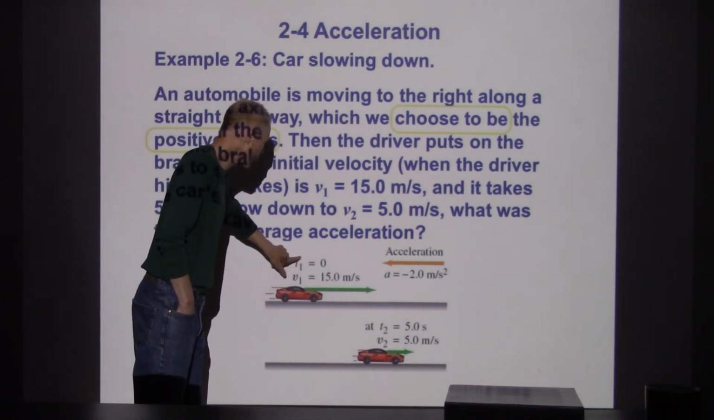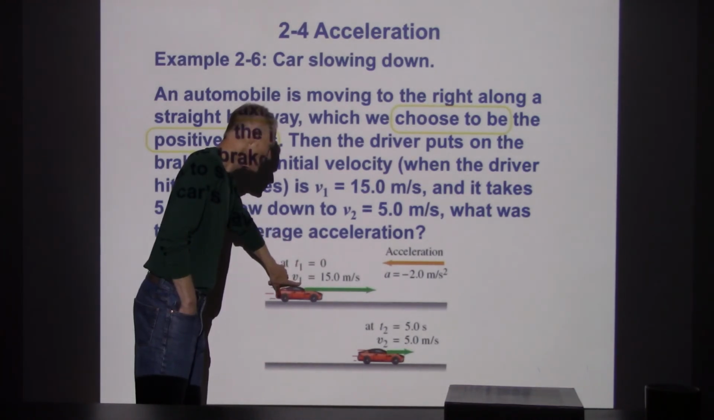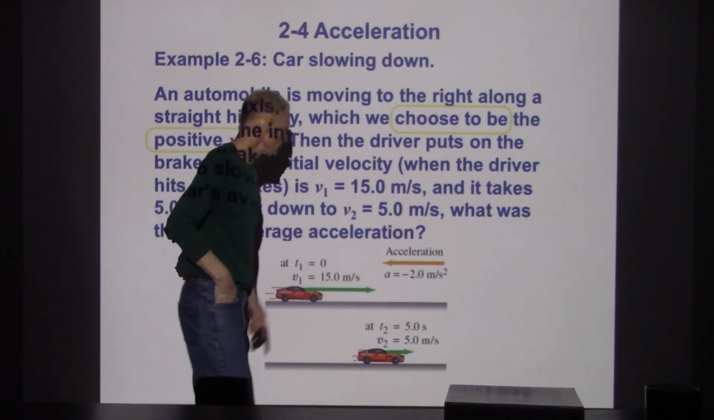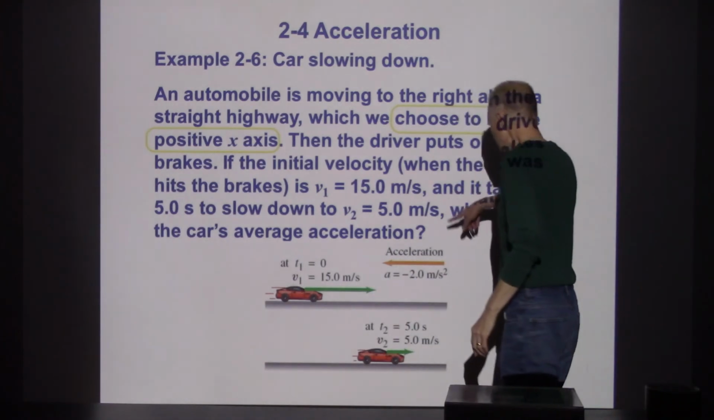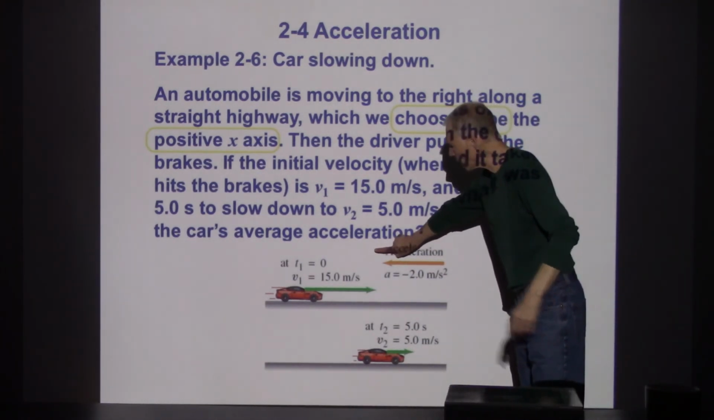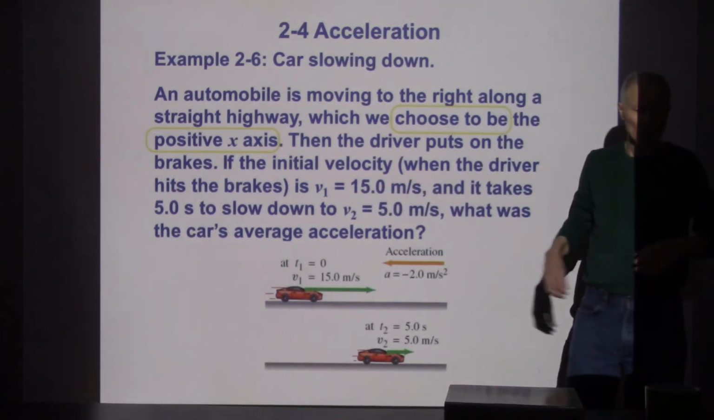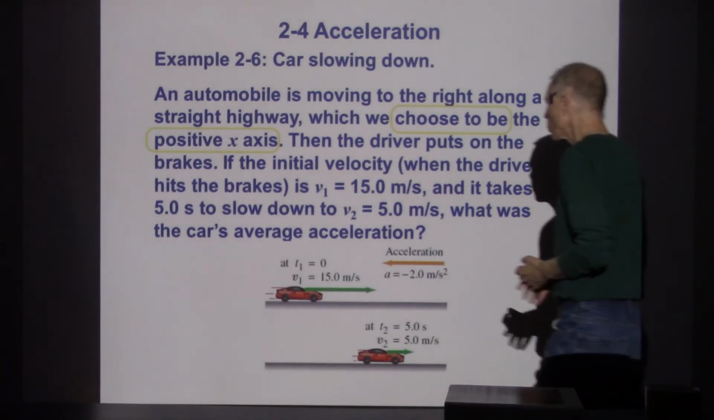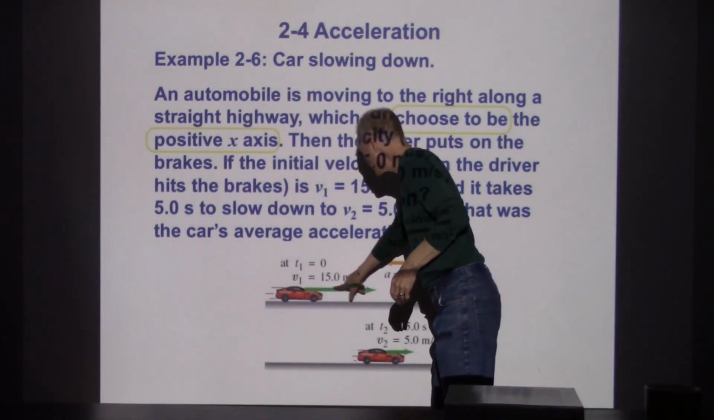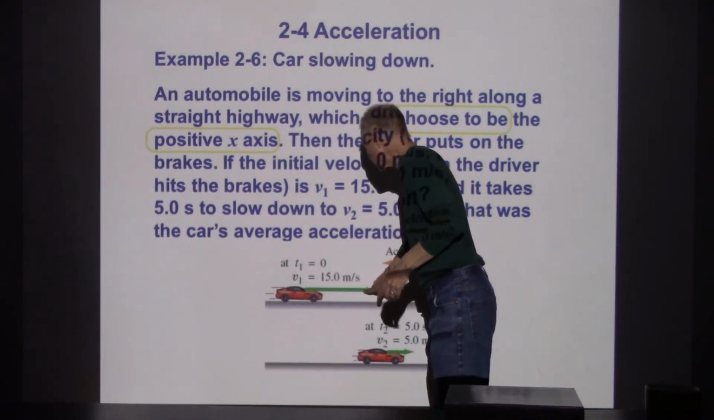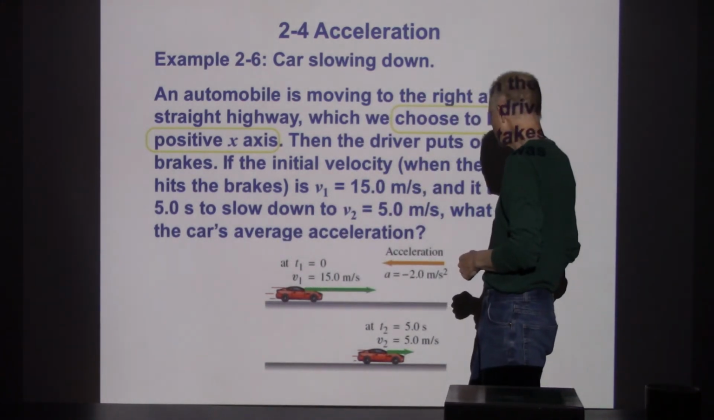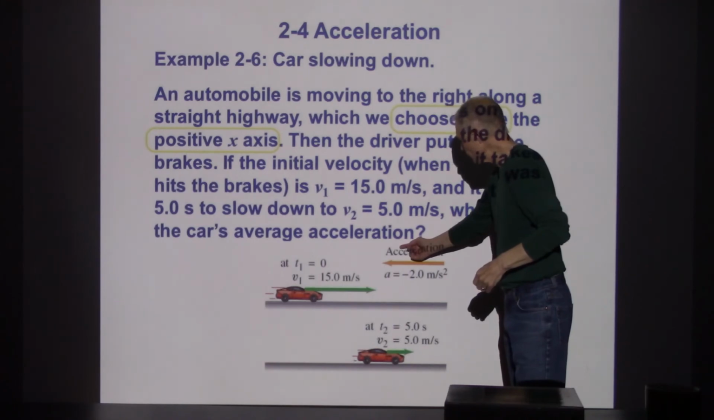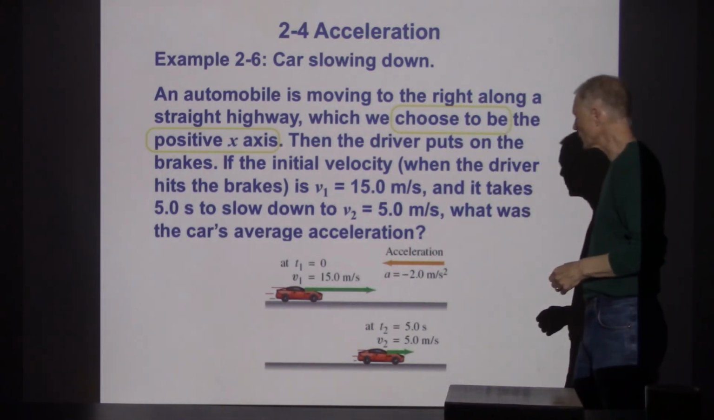At t equals 0 seconds, the velocity was 15 meters per second. Because there's a slowdown, the acceleration is actually in the opposite direction to the velocity. So we're starting to use these arrows. In the next chapter, we're going to call these arrows vectors, just to give away the next chapter. So we have a velocity vector in the positive x direction, and we put the acceleration vector in the negative direction.